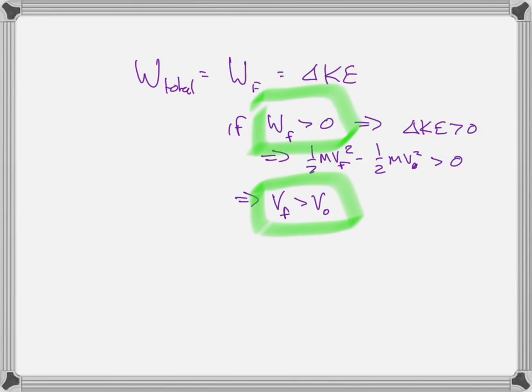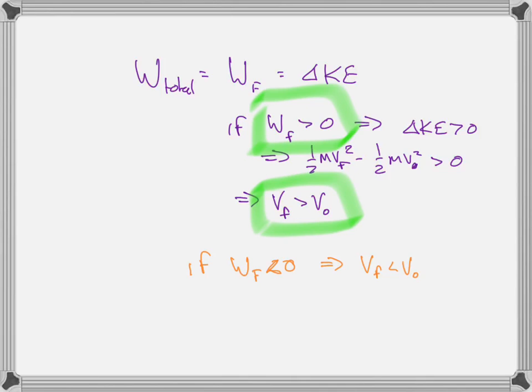And the other way around, right? You can figure it out yourself: if the work done by a given force is less than 0, and that's the only force on a body, then v final is less than v0. It means it slows down. Positive work means you speed up a body. Negative work means you slow down a body. Now, be careful. This is true if there's a single force on a body, or it's true for the total force on the body. If the total work is greater than 0, the body speeds up. If the total work is less than 0, the body slows down.